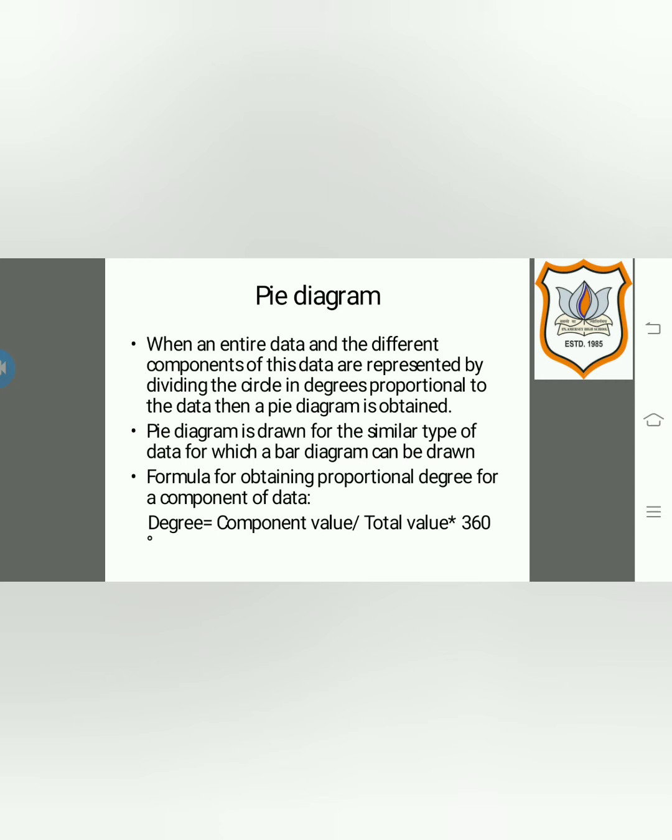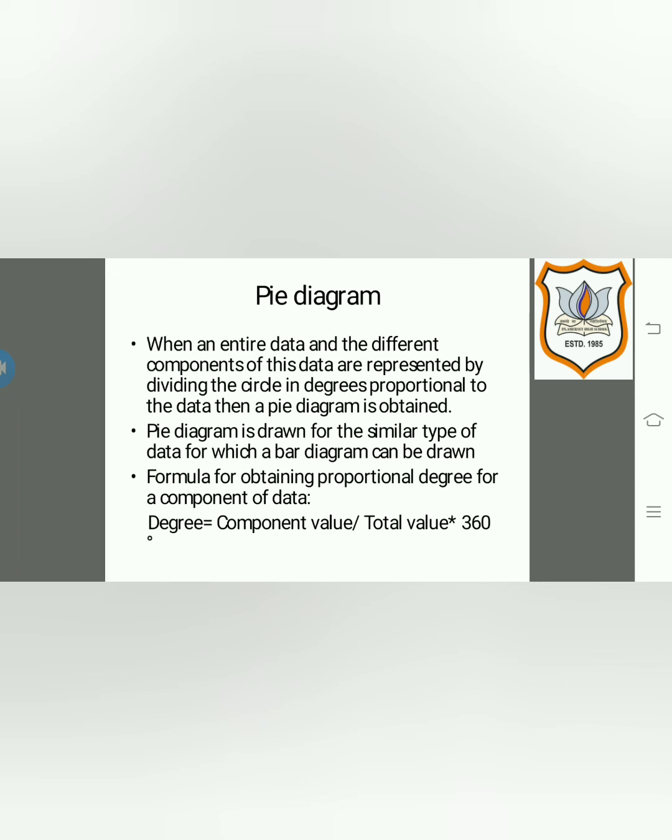Pie diagram. A pie diagram is a representation of a circle in degrees. When an entire data and the different components of this data are represented by dividing the circle in degrees proportional to the data, then a pie diagram is obtained. It means that when a circle is divided into various degrees on the basis of data such that the highest value will be represented by the highest degree and the lowest value will be represented by the lowest degree, then such a division of circle is a pie diagram.